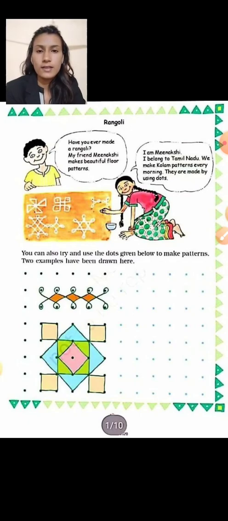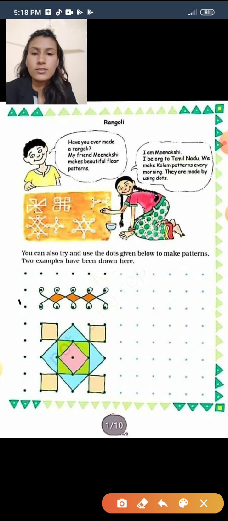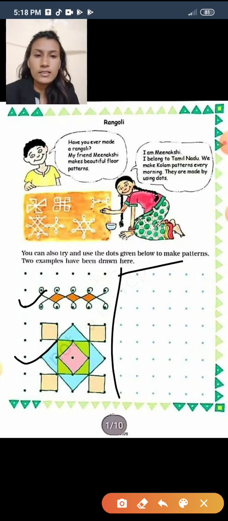This boy is asking this girl about Rangoli and she says, we make kolam patterns every morning. They are made by using dots. You can also try and use the dots given below to make patterns. Two examples have been drawn here. Now here you can see these two examples are given in your textbook.